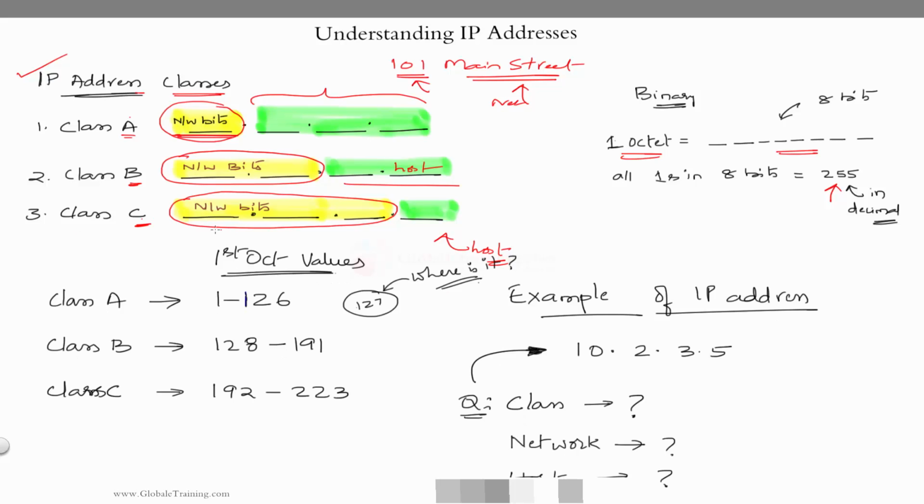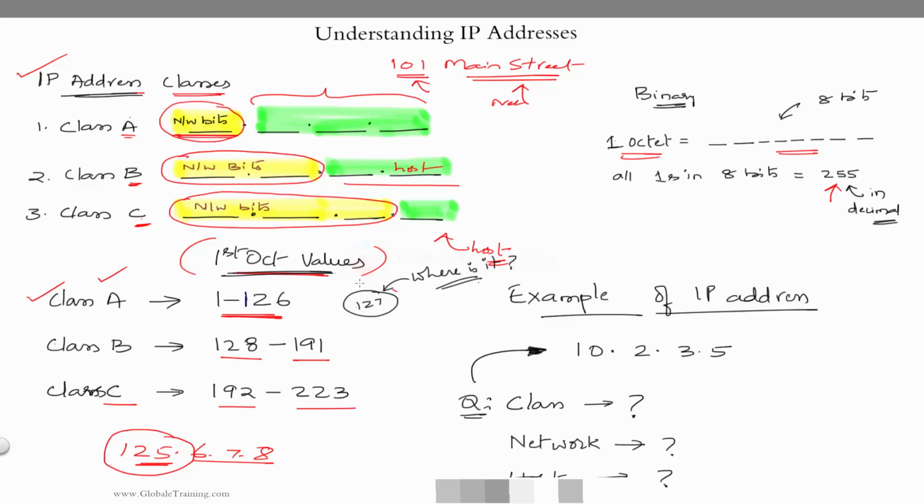Now when it comes to the classes, in Class A, the first octet value is from 1 through 126. So anytime you see any address starting with, for example, 125 dot something, like 6.7.8, all you have to do is look at the very first octet, and if it falls in the range, the address belongs to that specific class. Class B is 128 to 191. Class C is from 192 to 223.